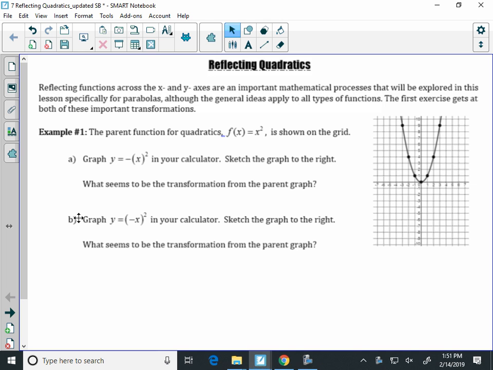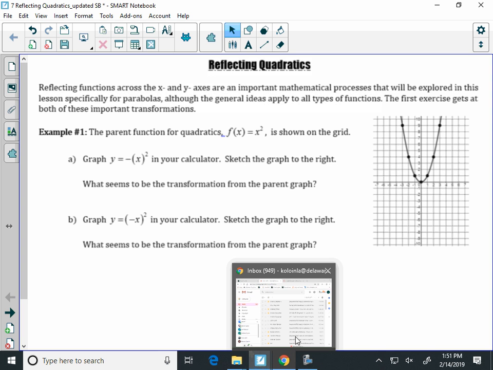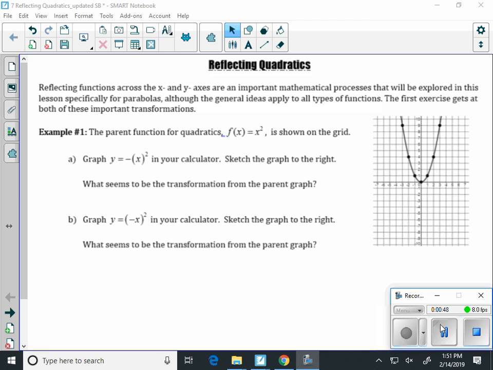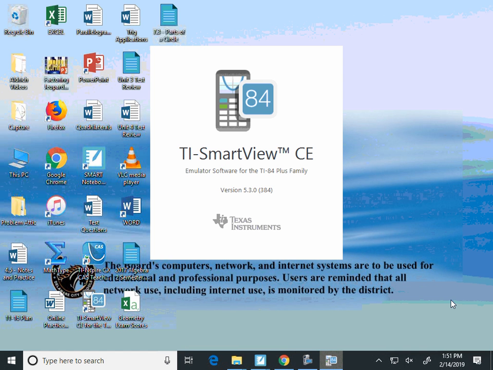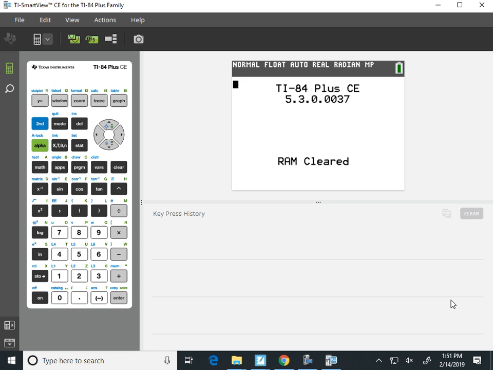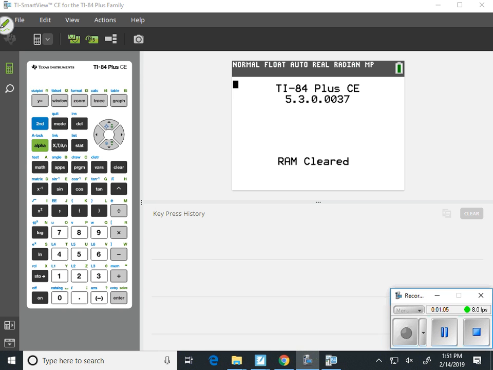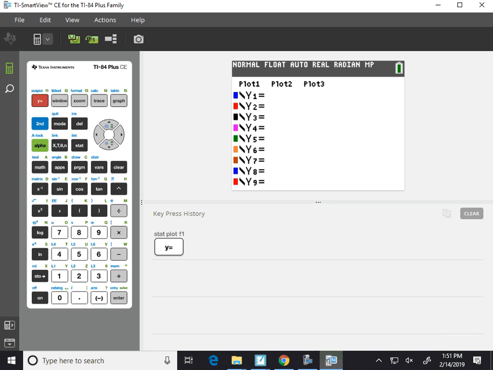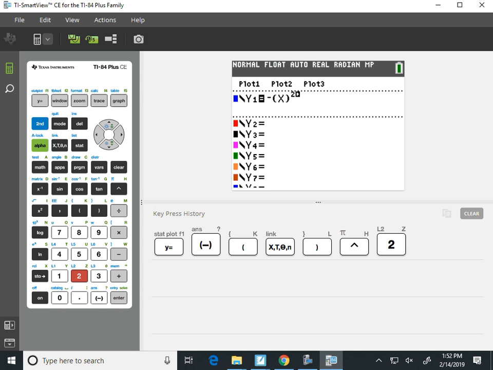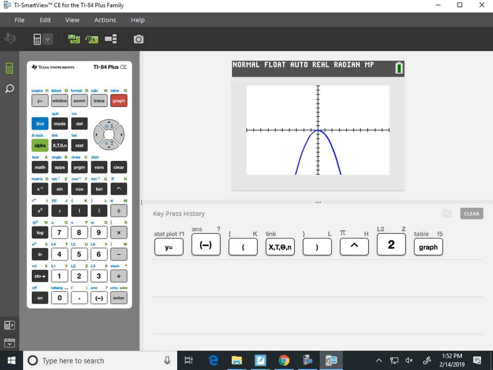So in your calculator, you're going to go to y equals, and all you're going to type in is exactly how it's written on your paper. So let me go to y equals, and type in negative x squared. And hit graph. When looking at it, what's different from the original?